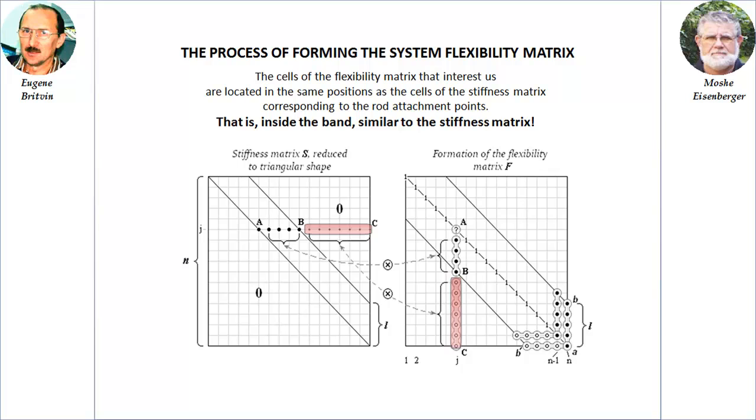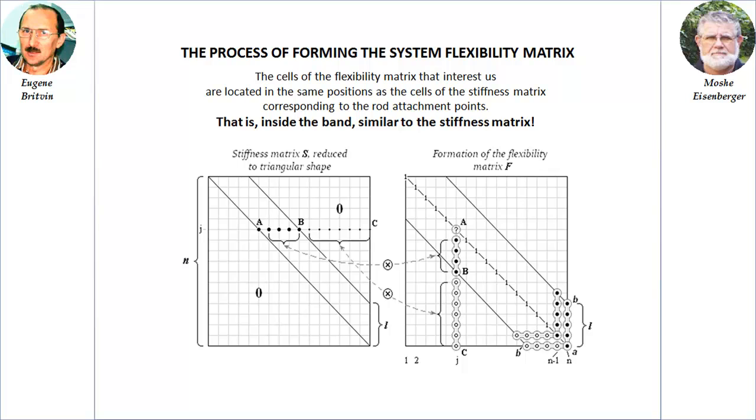This means that there is no need to either calculate or store the flexibility matrix elements located outside the band width. Thus, if a way can be found to calculate the elements of the jth column of the flexibility matrix located within the width of the band below the diagonal element, without first calculating the elements located outside the band, then the problem of forming the flexibility matrix will be solved. The following algorithm solves this problem.